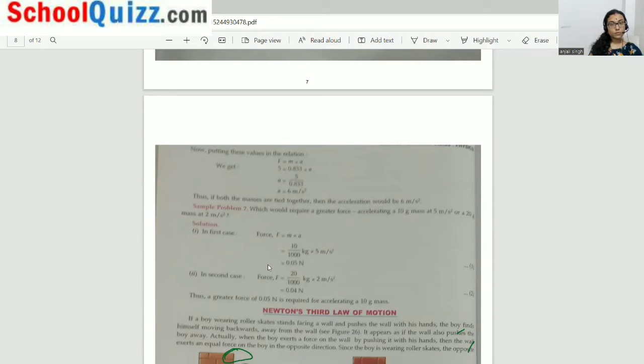Gram has to be converted into kg. So you did this, and next, again you did this. So the greater force will be, what's the value you will get? You have to just compare. Here you will get the greater force, because here the force will be greater. Clear? I think that's clear to you.